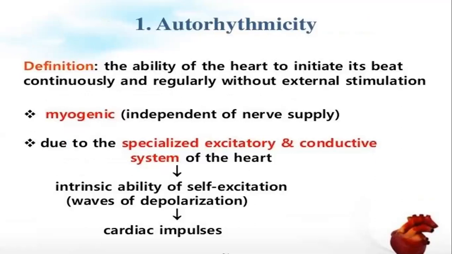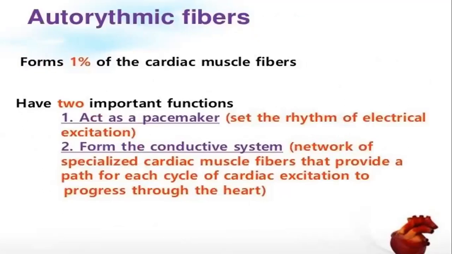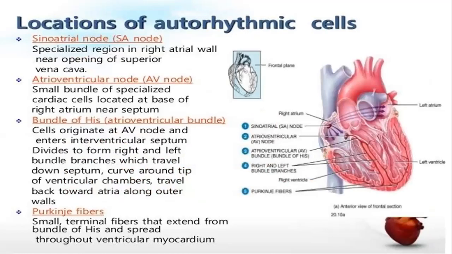There is some specialized tissue in the cardiac muscles which can generate rhythm on its own. This leads to the property of autorhythmicity. Independent of the nerve supply, they can generate their own rhythms. They are self-excitable. Only 1% of the cardiac muscle fibers have this pacemaker activity and can set their own rhythm. These are the SA node, AV node, bundle of His and Purkinje fibers. You can see in this picture the SA node, the AV node, then the bundle of His and the Purkinje fibers.